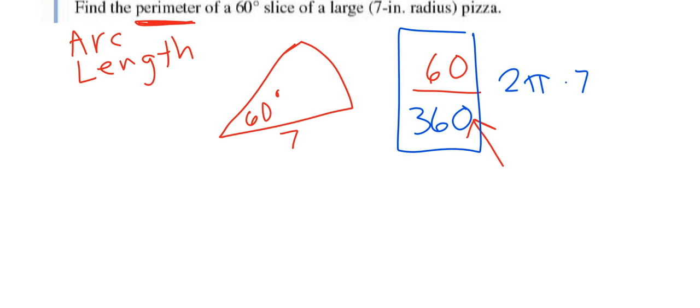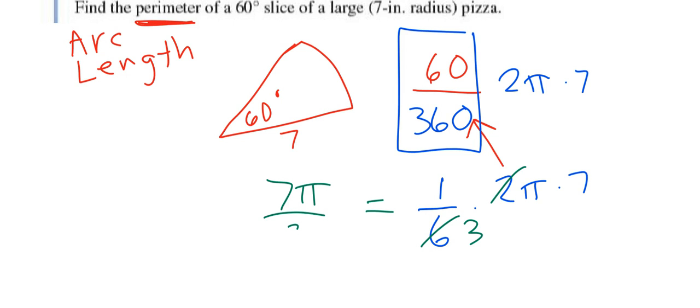Okay, so what did you do with this fraction in the front? Reduced it. Reduced it to what? 1/6. Wow, that made life easier. Any more reducing? Times. Oh wait, 2 and 6. 2 goes into 6 3 times. Hopefully you came up with 7 pi over 3.